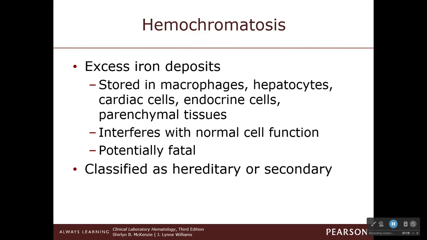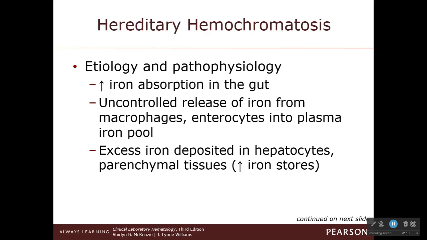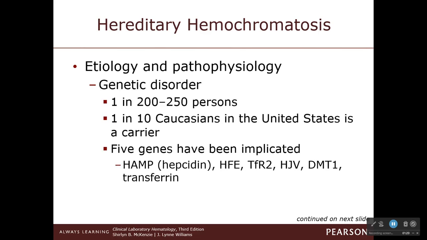It can be classified as hereditary or secondary. Secondary, of course, is from drugs and these kinds of things. Hereditary is actually an abnormality in a gene, okay? So in these people, basically they have uncontrolled release of iron from the macrophages. So they continue to make red blood cells. The enterocytes don't know not to absorb iron, and so they absorb all the iron that they can, okay? So they get excess iron deposits in the hepatocytes, in the parenchymal tissue, these kinds of things, all right?